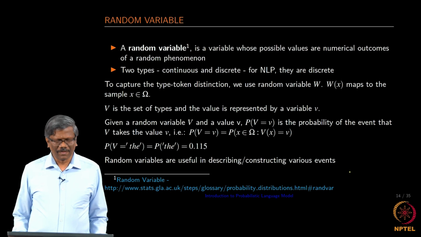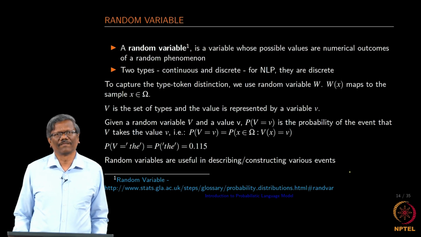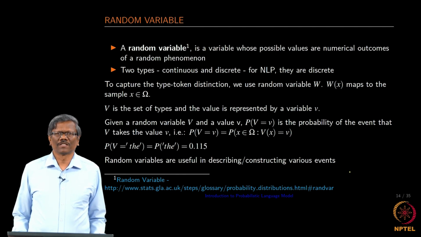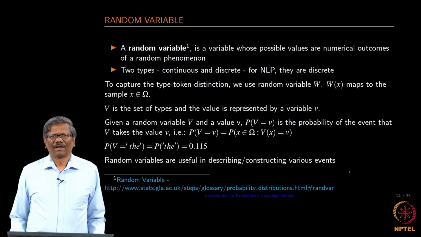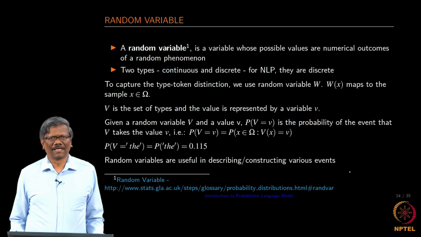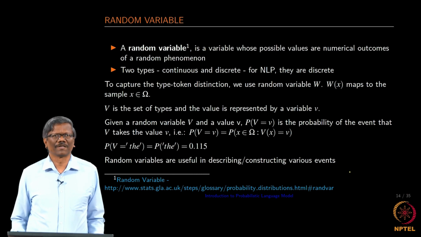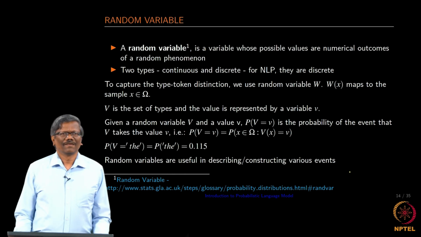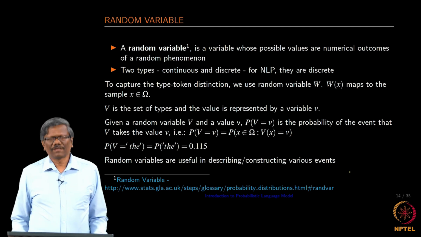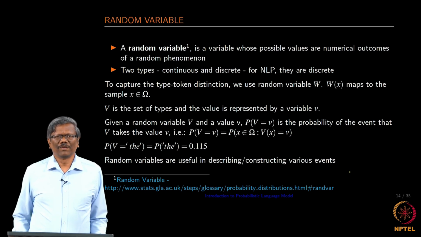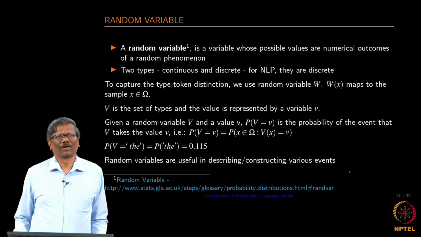Okay. Let us look at the next term, the random variable. A random variable is a variable whose possible values are numerical outcomes of a random phenomenon. There are 2 types, one is a continuous one, another one is a discrete one. In this case, I am going to be only considering the discrete one, because we are going to have a discrete set of random variables. To capture the type token distinction, let us assume that we have defined a random variable W. W(x) maps to the sample x belonging to this sample space omega.